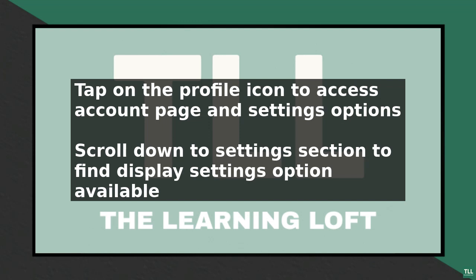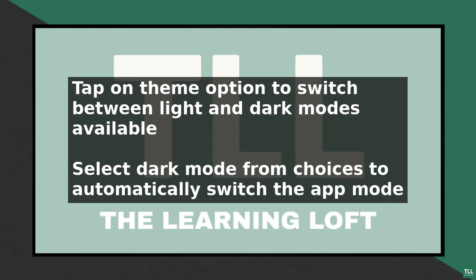In the display settings menu, you will find the theme option, which allows you to switch between light and dark modes. Tap on the theme option and select dark mode from the available choices. The app will automatically switch to dark mode and you will see the changes reflected on your screen.